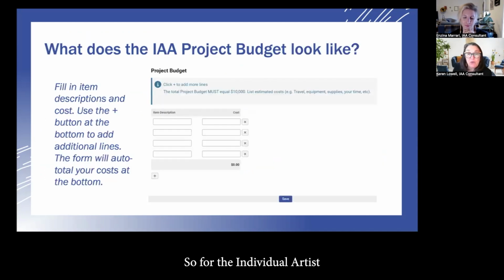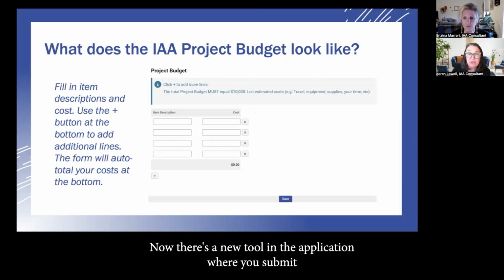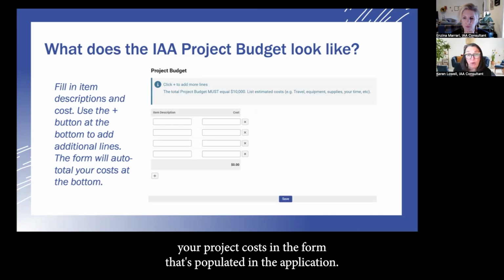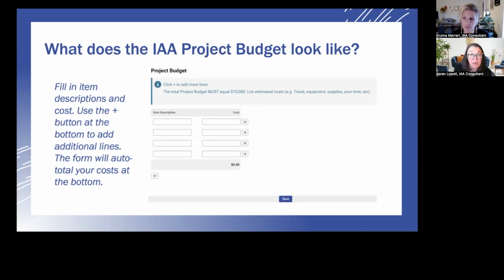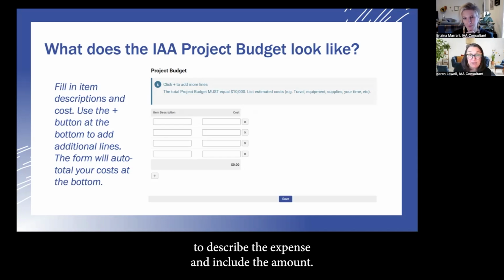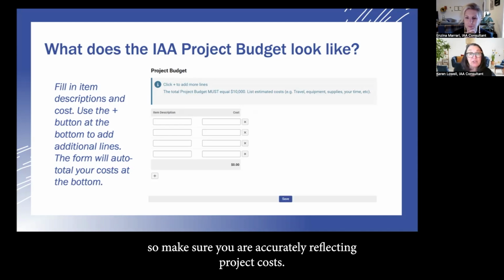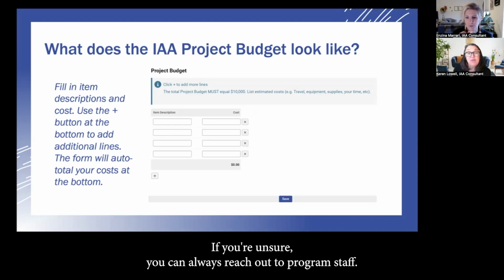So for the individual artist awards, you don't have to upload a separate budget document. Now there's a new tool in the application where you submit your project costs in the form that's populated in the application. The form will auto-calculate for you, and you are asked to describe the expense and include the amount. Remember, for project awards, all budgets must equal $10,000, so make sure you are accurately reflecting project costs. If you're unsure, you can always reach out to program staff.